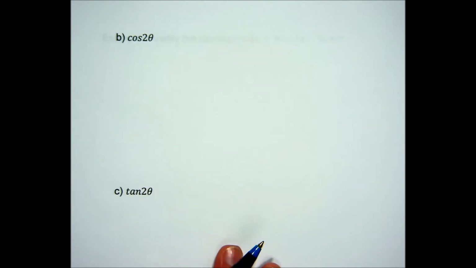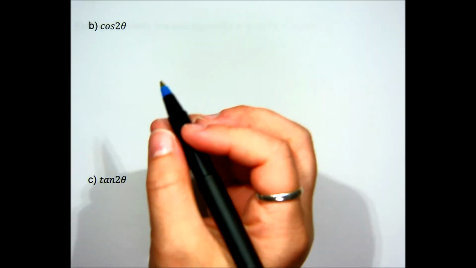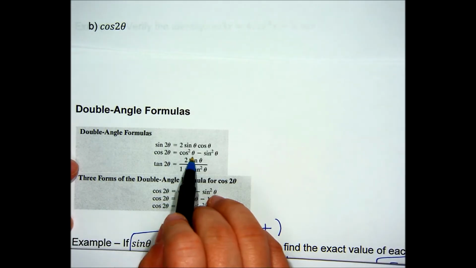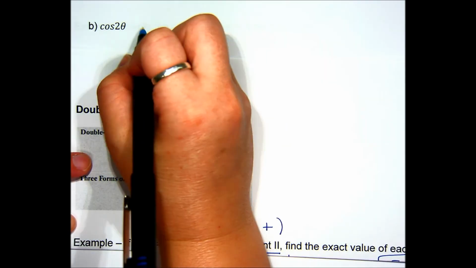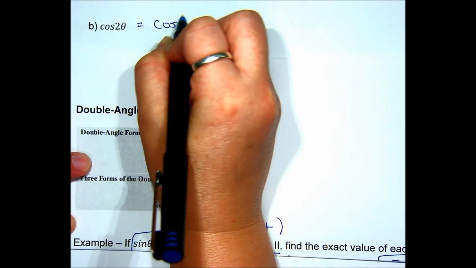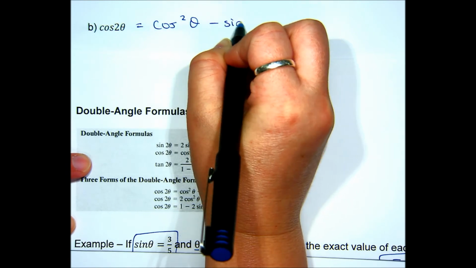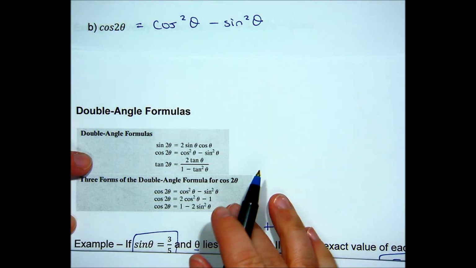Part B says find cosine of 2 theta. Well, cosine of 2 theta, it depends. I mean, which equation do you want to use? It doesn't matter, really. We can use any of them. So let's just use the first one, because it's listed right here. Cosine squared theta minus sine squared. So I have cosine squared theta minus sine squared theta.